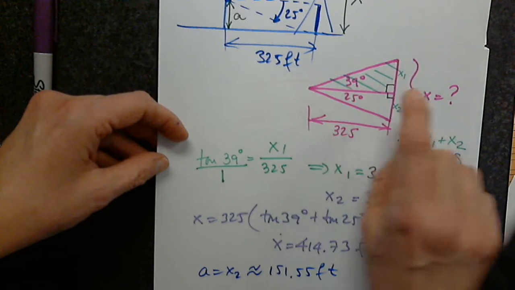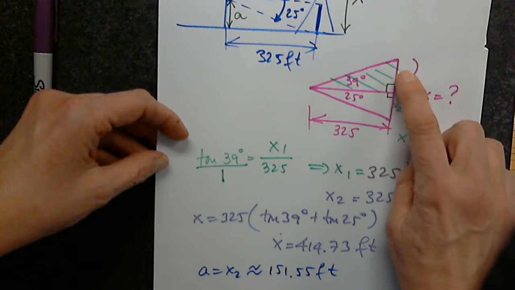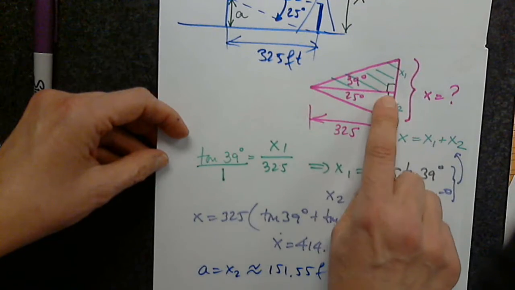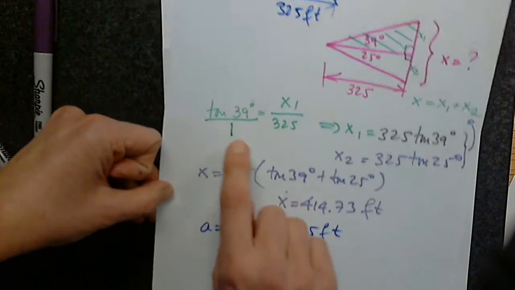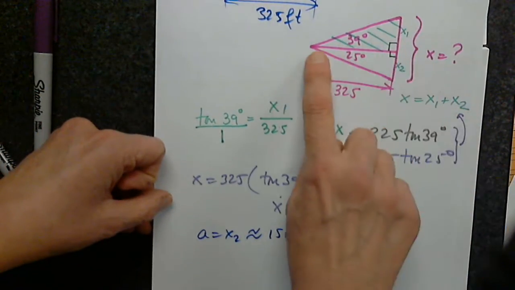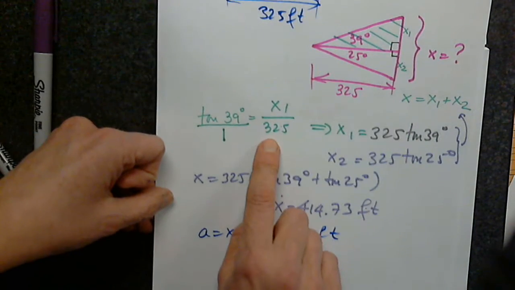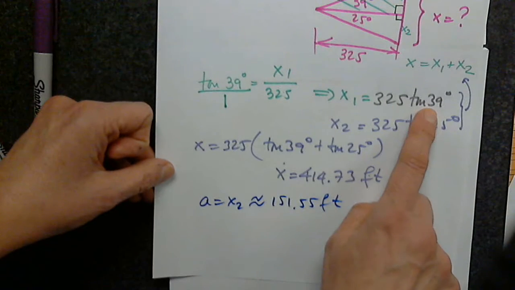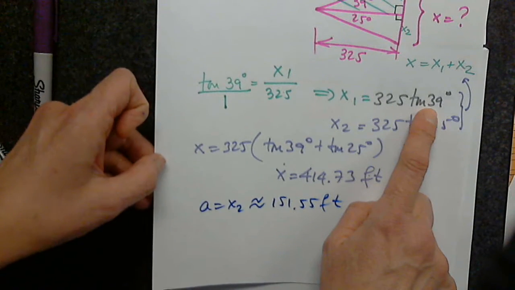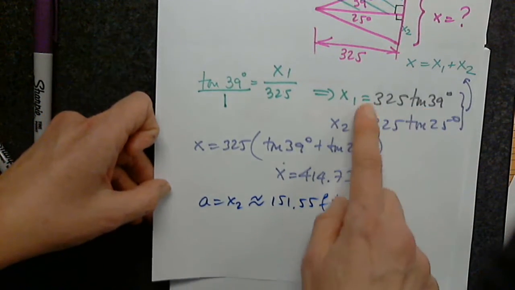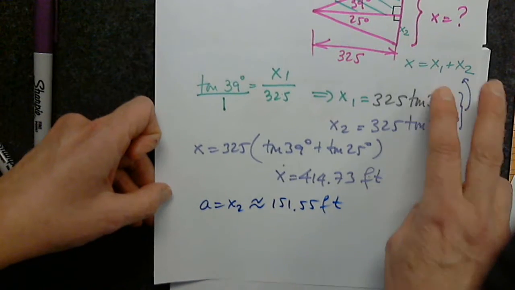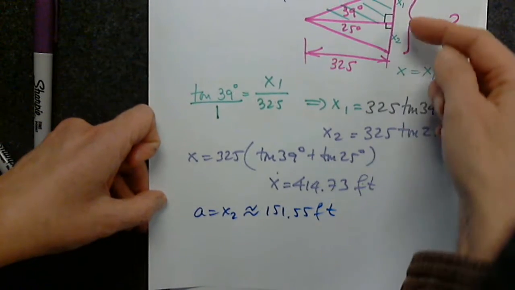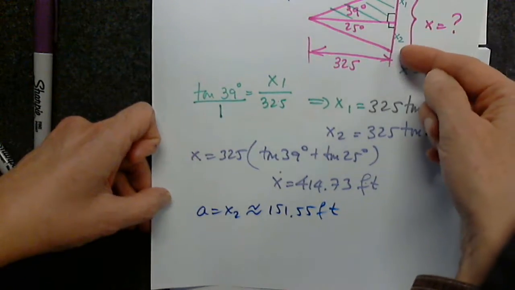Answer. Tangent 39 degrees is the opposite leg over the adjacent leg. So tangent 39 equals x1 over 325. When we cross multiply, x1 is 325 times tangent 39. And in the same way, we get x2. And then we plug them in. This time, we are looking for x, which is x1 plus x2.